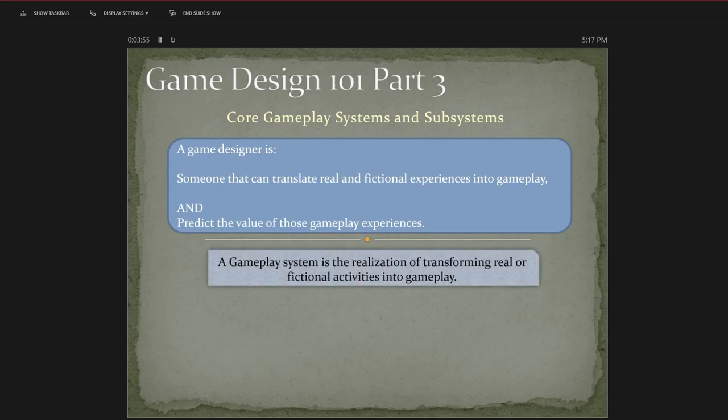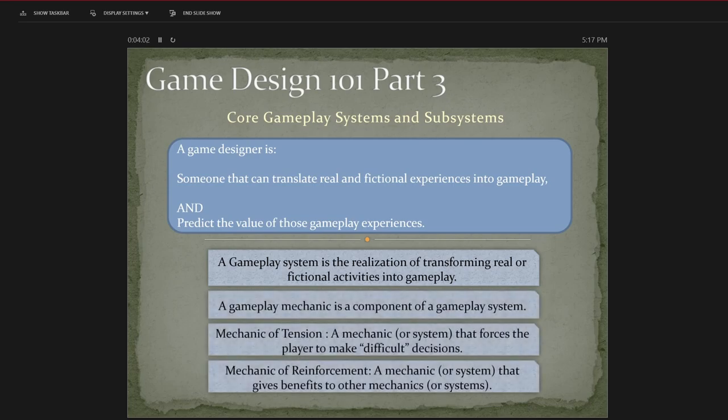What's a gameplay system? It is the realization of transforming real or fictional activities into gameplay. And last time in lesson 2, we learned about a gameplay mechanic, which is a component of a gameplay system, my definition, not necessarily everyone's, and mechanics of tension that force the player to make difficult decisions, and mechanics of reinforcement, mechanic or system that gives benefits to other mechanics or system.